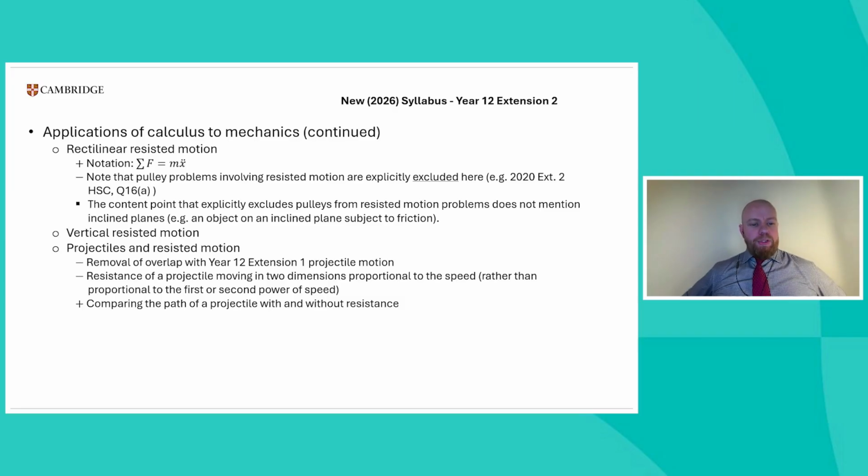Down the bottom, projectiles and resisted motion, the removal of overlap with the Extension 1, that's good. Resistance of a projectile moving in 2 dimensions is now specifically proportional to speed rather than the second power of speed, which actually has a set of DEs that can't be solved, so that's sensible to remove. And there's a new content point about comparing the path of a projectile with and without resistance as well. Next slide, please.